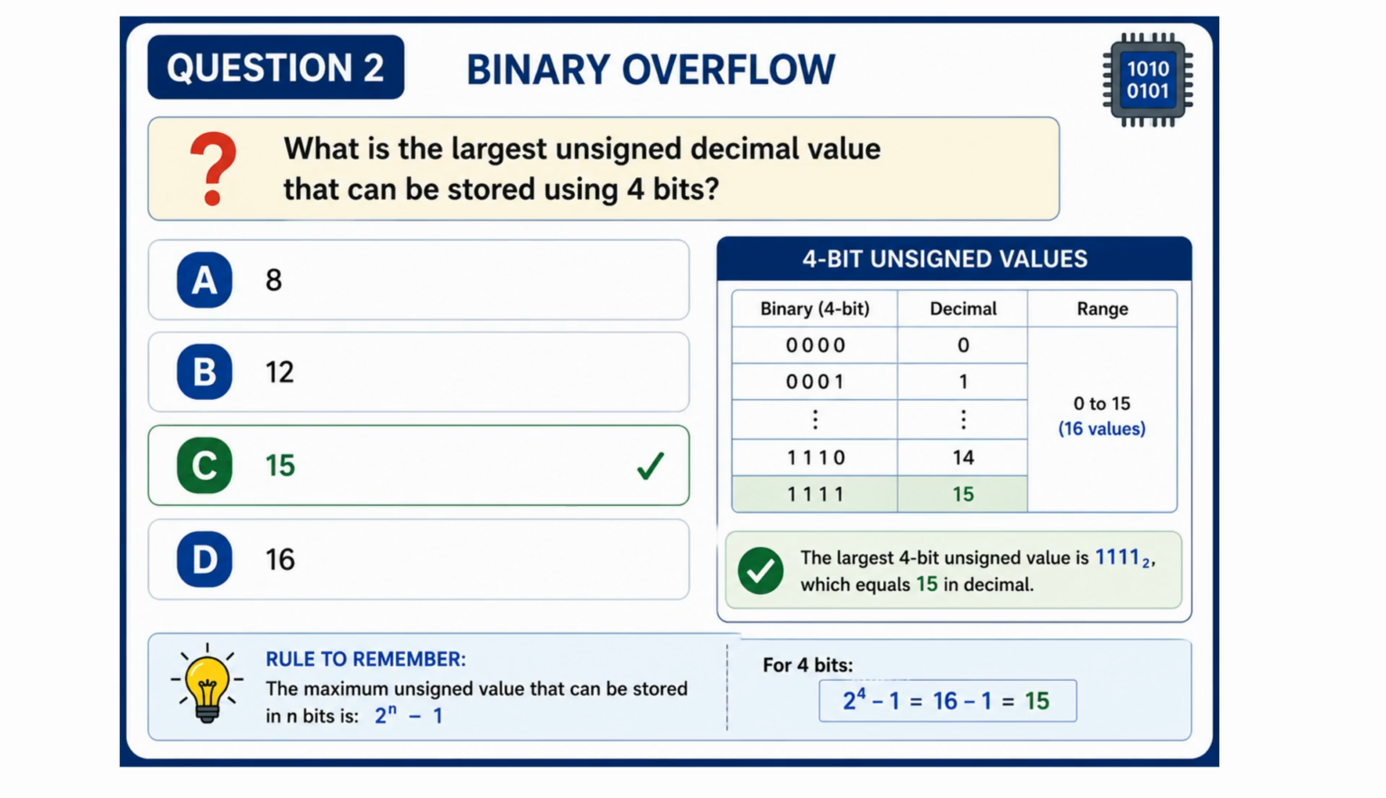Another easy way to find the maximum value is by using the formula 2 to the power of n minus 1. For 4 bits, 2 to the power of 4 is 16. 16 minus 1 equals 15. So the correct answer is 15. Remember, a 4-bit unsigned register can store values only from 0 to 15.